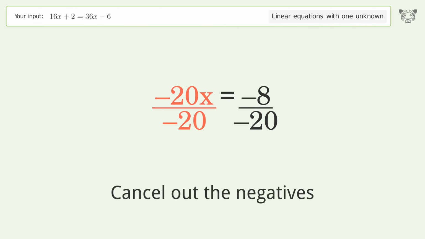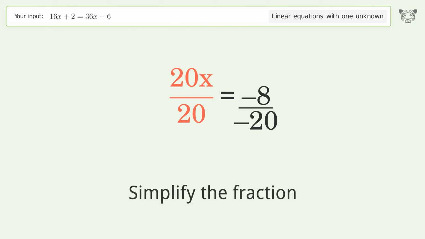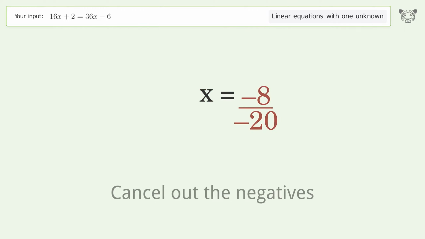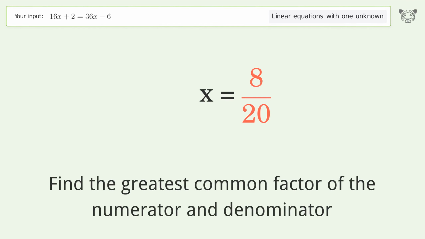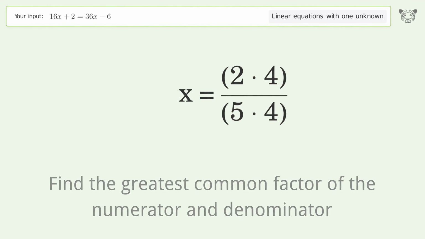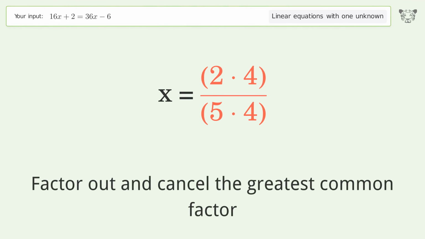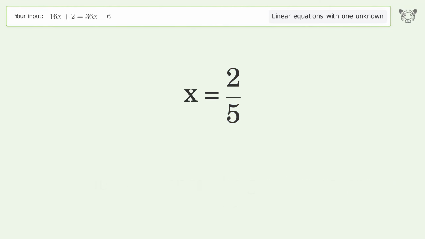Cancel out the negatives. Simplify the fraction. Cancel out the negatives. Find the greatest common factor of the numerator and denominator. Factor out and cancel the greatest common factor. And so the final result is x equals 2 over 5.